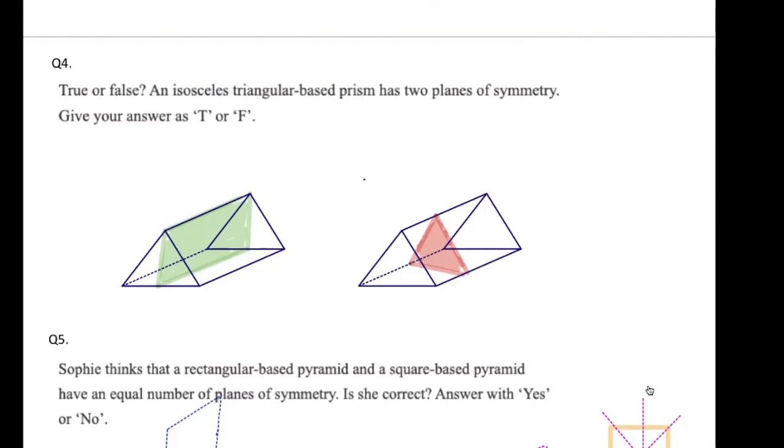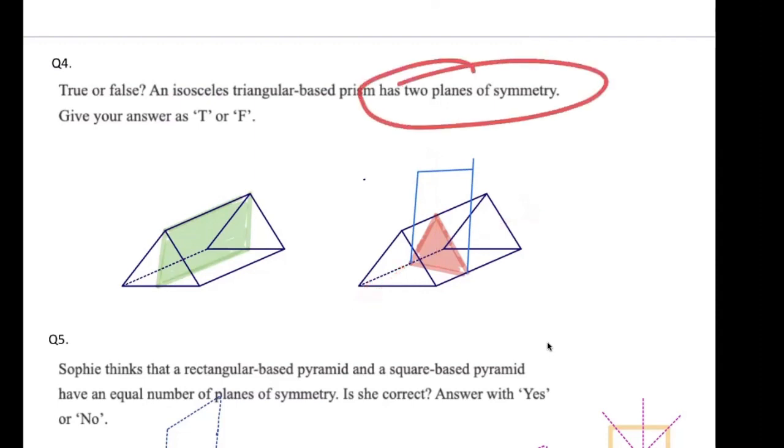Zarwa, what do you say? It's true. An isosceles triangular base prism has 2 planes of symmetry because, if it's an isosceles triangle, there's this line of symmetry. You can pass a plane like this. It's going to divide the prism equally, or you can pass a plane like this at the center. So when you pass a plane like this, this part and this part are going to be separated, so it has 2 planes of symmetry.